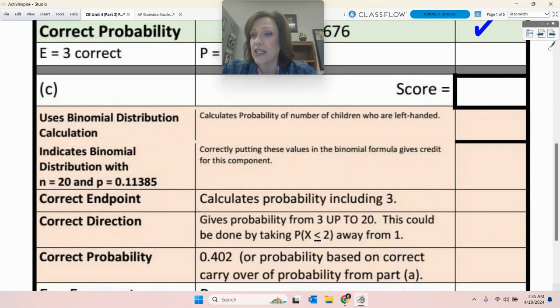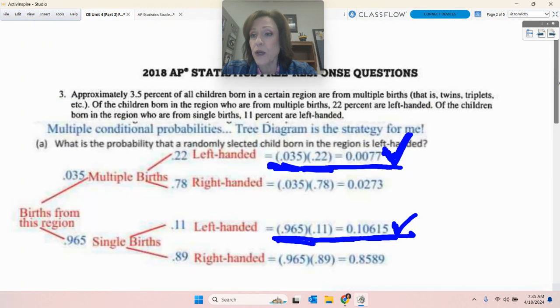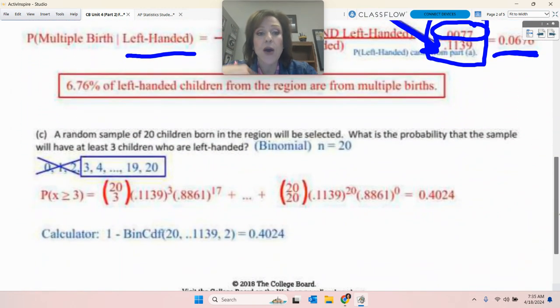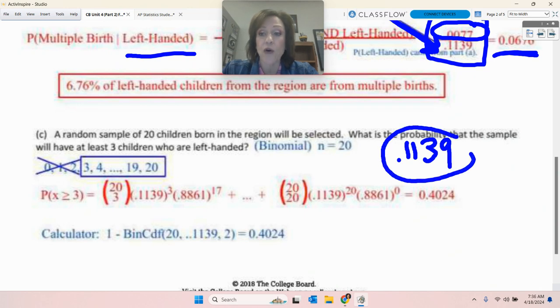And so now let's look at this last part. This one was saying then out of 20 children, what's the probability that at least 3 of them are left-handed? So again, we are using that left-handed probability from part A. So we are still carrying over that information from part A.